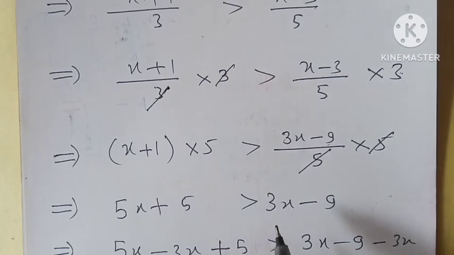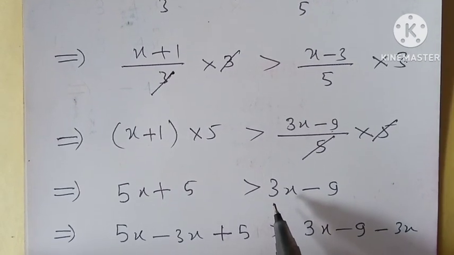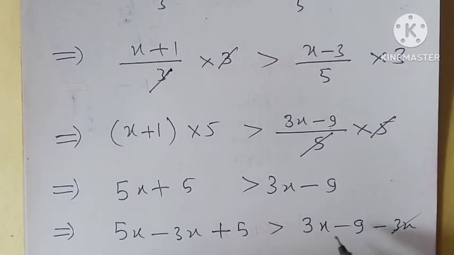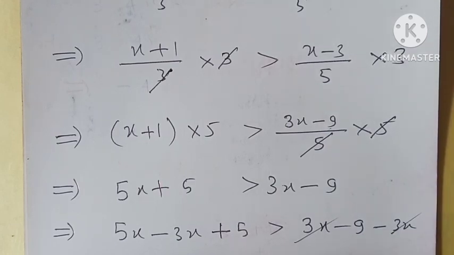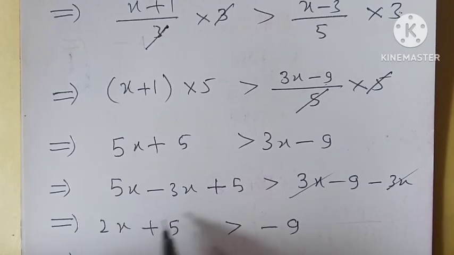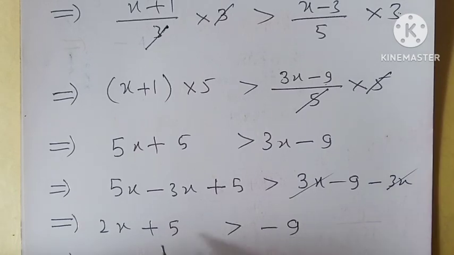So we want to take the value of 3x. So let us subtract 3x from both sides. So 5x minus 3x plus 5, 3x minus 9 minus 3x. So these 3x are cancelled. 5x minus 3x is 2x. So 2x plus 5 is more than minus 9.